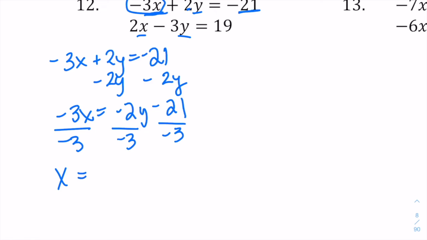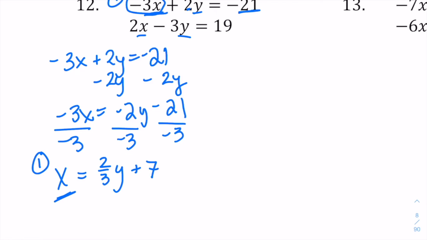x equals 2/3 y plus 7. Notice, I think this might have been the first time that we also solved for x. Even though we've solved a lot for y, solving for x is totally allowed as well. Okay, so now let's look at our second equation. So remember, this came from equation 1.